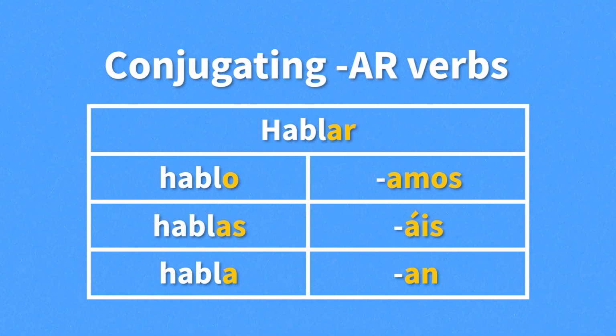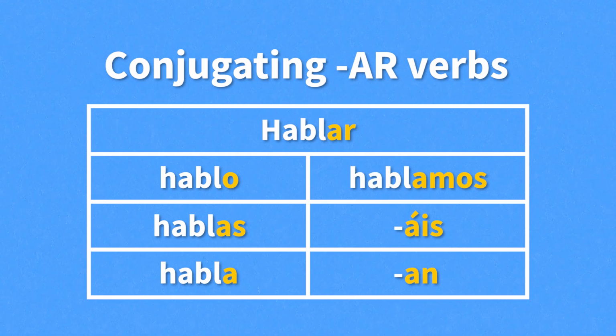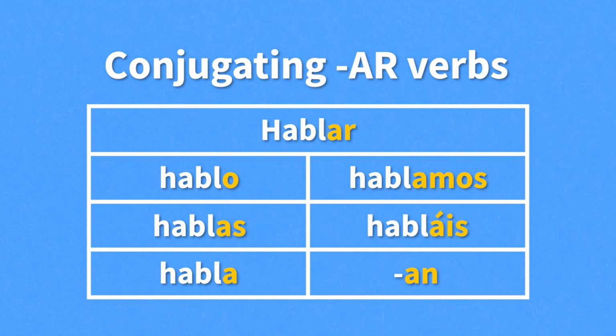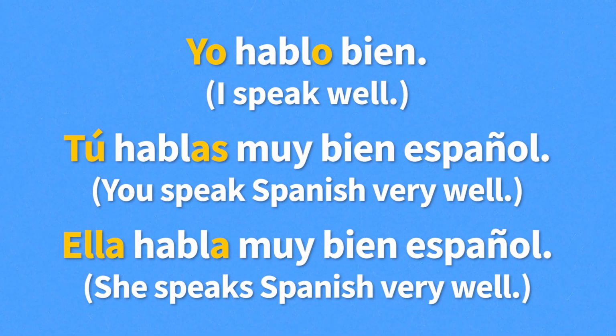Él, ella, habla. For the first person plural, nosotros, add amos. Nosotros hablamos. For the second person plural, vosotros, add áis. Vosotros habláis. For the second person plural formal, ustedes, add an. Ustedes hablan. For the third person plural, ellos, ellas, add an. Ellos, ellas, hablan. Here are some example sentences of the verb hablar.